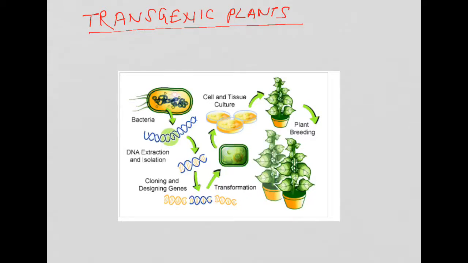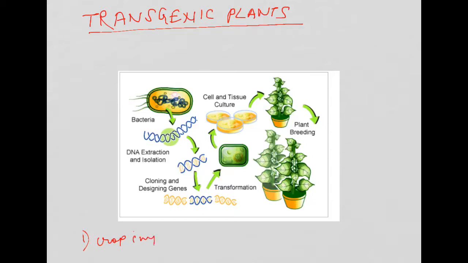Today we will see in this video what is a transgenic plant, what transgenic plants are, and how we produce a transgenic plant. Transgenic plants are those whose genome is altered by adding one or more foreign genes with the help of genetic engineering techniques. It helps in crop improvement.